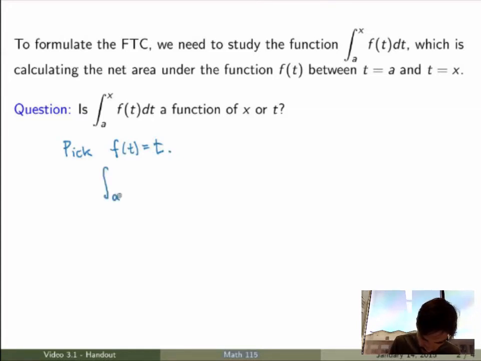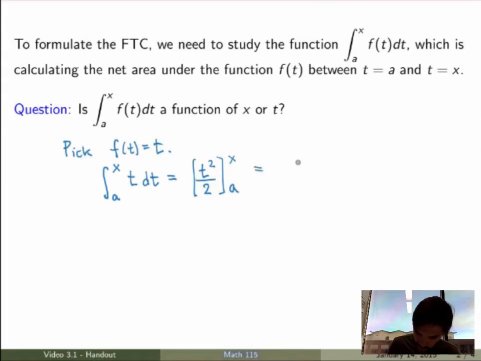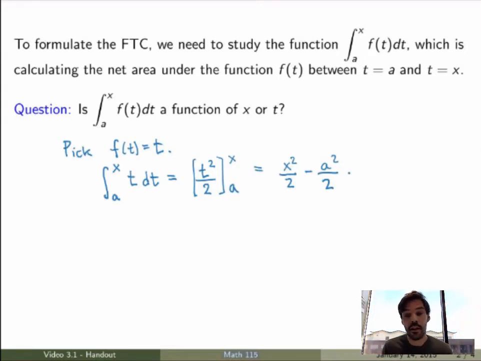Well, the integral from a to x of f of t, so f of t is t, dt. So what is this? Well, by now we're used to using antiderivatives to calculate these things. So this will be t squared over 2, which is an antiderivative of t, evaluated between a and x. So I'll get x squared over 2 minus a squared over 2 as the result. So this is what I get for this expression here. So is that a function of x or t? Well, this is clearly a function of x. There's no t left, right?